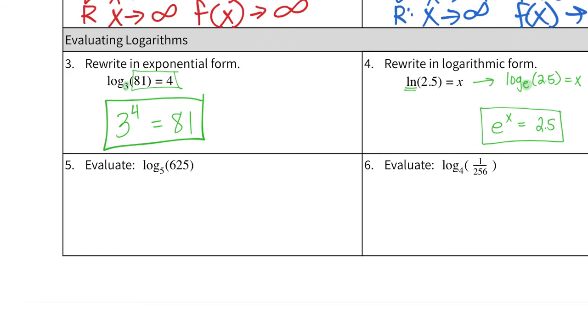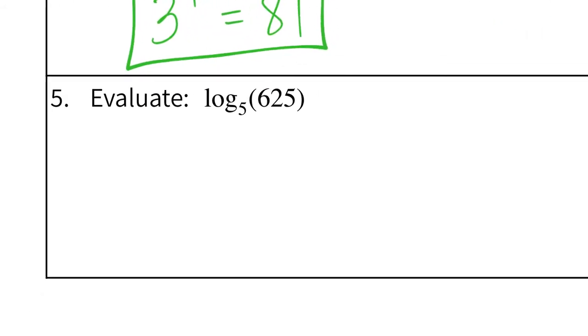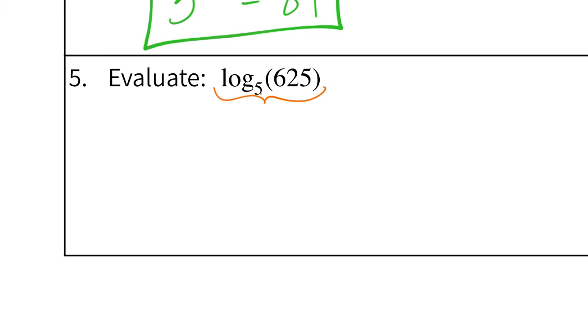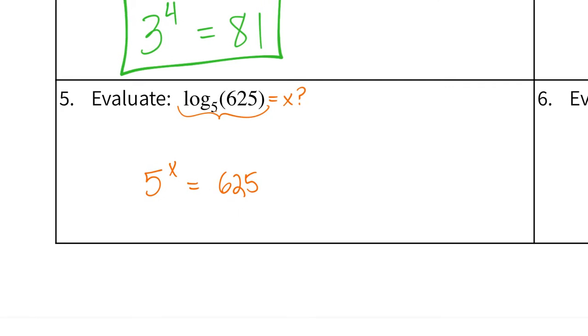Okay, now we want to actually evaluate. So yes, this is a little bit of a cheat. You could just type this whole expression into the calculator and you'll get an answer. But really what you should be doing is converting it to exponential form. So 5 would be the first. We don't know what it equals, so we're going to call that x. And then equals 625. So when we're finding a logarithm, what we're doing is thinking about what power do I have to raise 5 to in order for it to become 625?